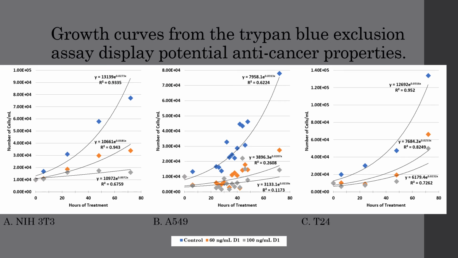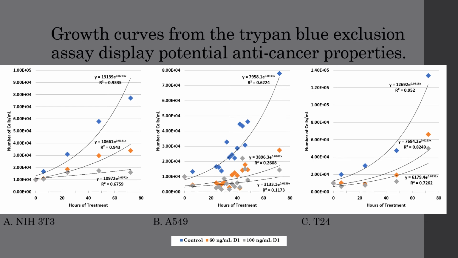The three graphs here show the growth curves created from the trypan blue exclusion assay, where viable cells were manually counted at 6, 24, 48, and 72 hours of treatment. In Figure B, the A549 cells underwent an additional trypan blue assay, where cell counts were also taken at 2-hour intervals between 24 and 48 hours of treatment, in addition to the normal 6 and 72 hours. The blue symbols indicate the control, where no D1 was added. The orange symbols indicate 60 nanograms per ml of D1 treatment, and gray shows 100 nanograms per ml of D1. In general, across all three cell lines, the higher concentration of D1 reduced growth the most.